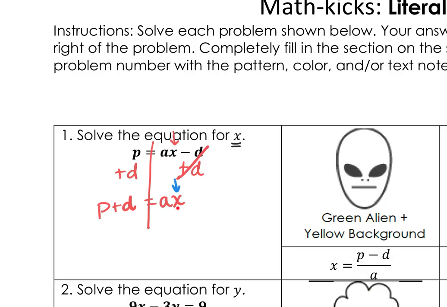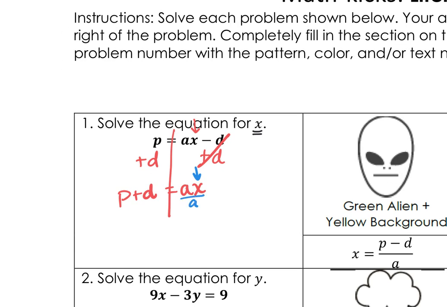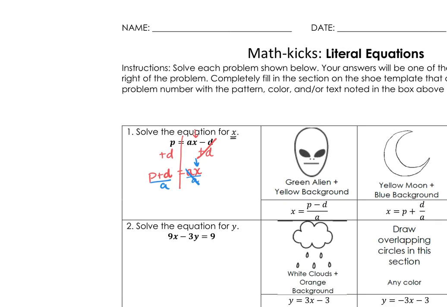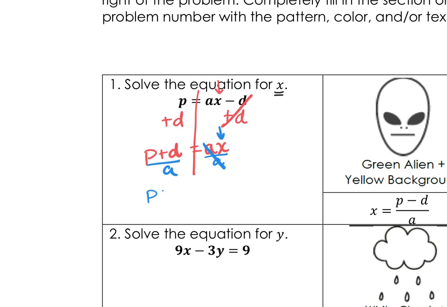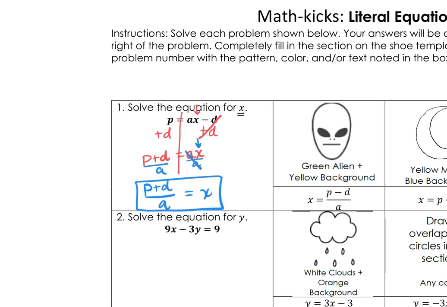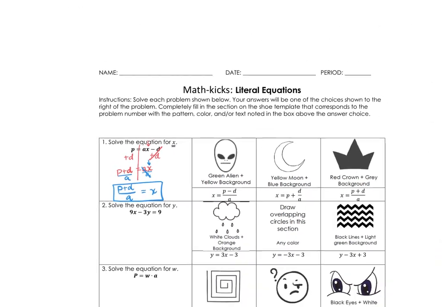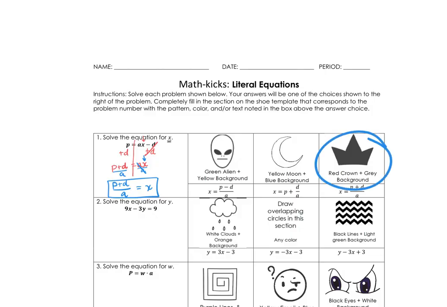Now the only thing over here with X is that coefficient of A. And the coefficient, when they're glued together like that, means multiplication. So to undo the multiplication, I divide by A. We can't actually divide either of these by A, so we just leave that as P plus D divided by A is equal to X. Which means the correct answer is the crown. So in number 1, everybody should have a red crown with a gray background.